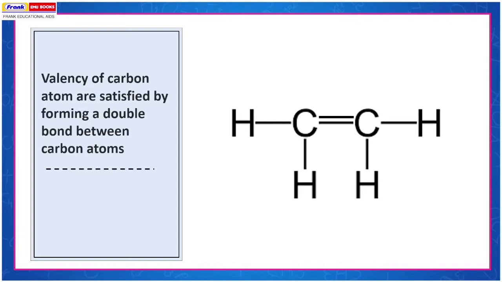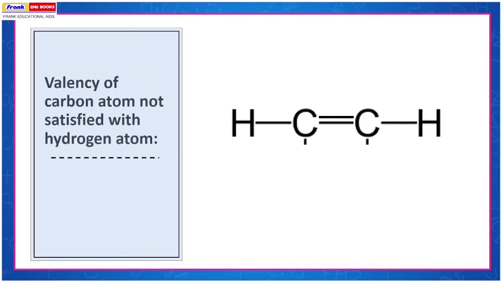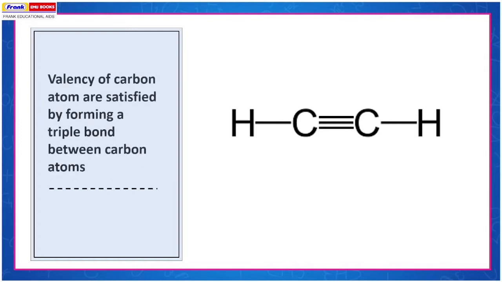the two carbon atoms. In the diagram HC=CH, the valency of both the carbon atoms is not satisfied by hydrogen atoms. In the next diagram, HC≡CH, the valency of both the carbon atoms is satisfied by forming a triple bond between them.